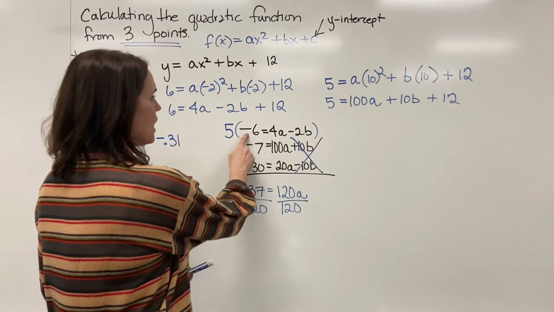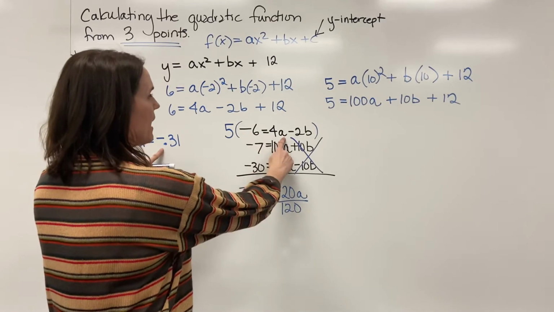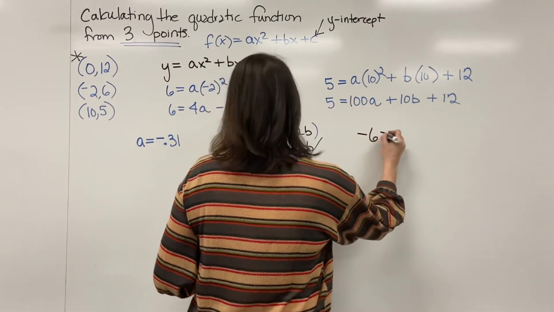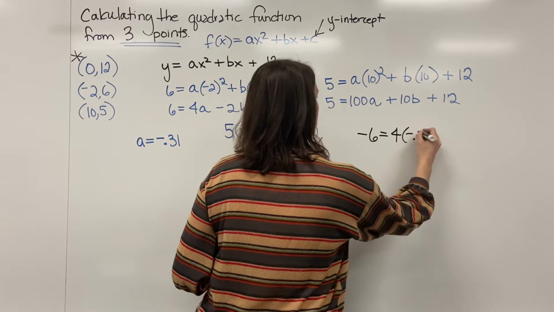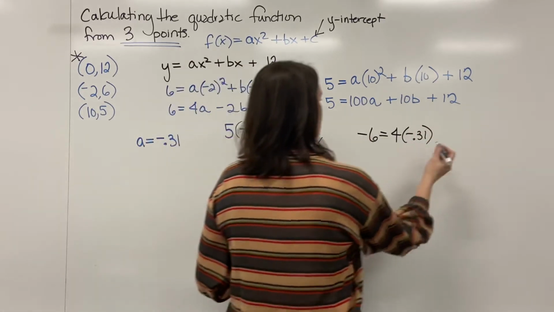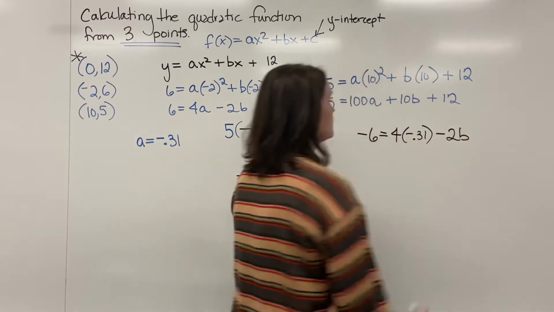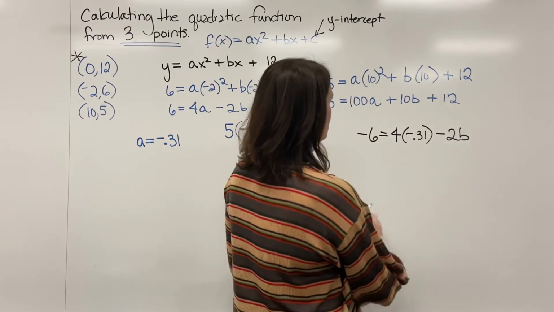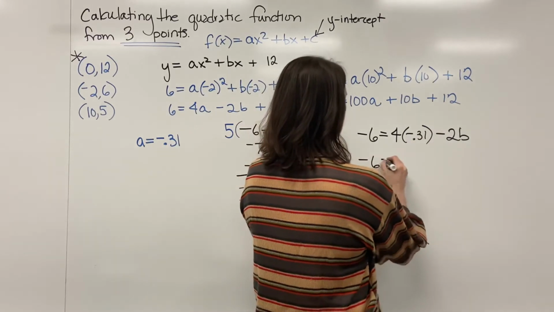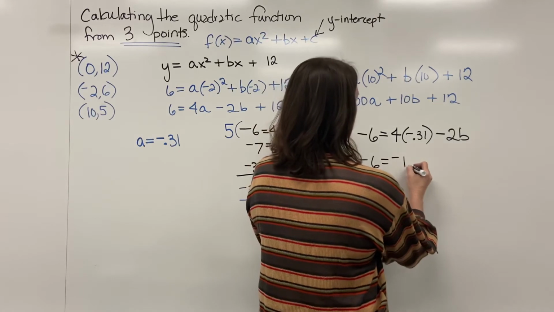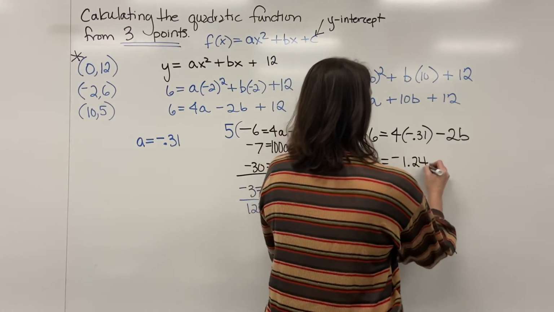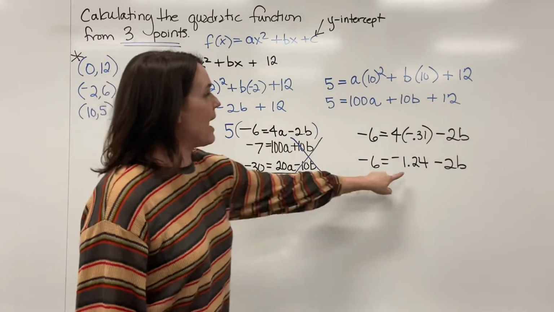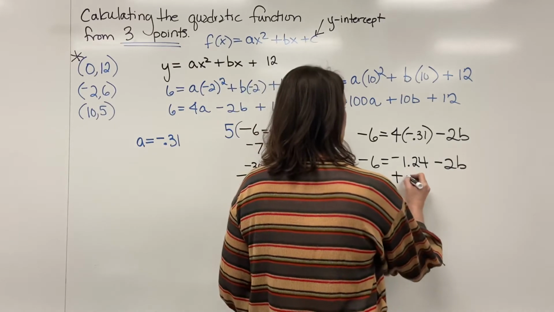So I'm gonna take the top one, and I'm gonna plug -0.31 in for A and then solve for what B is. So -6 equals 4 times -0.31 minus 2b. So now I'm left with just b as a variable. I can solve for b. So 4 times -0.31 is -1.24, so -6 equals -1.24 minus 2b. All right, so now I'm gonna add 1.24 to both sides to get this to move over.